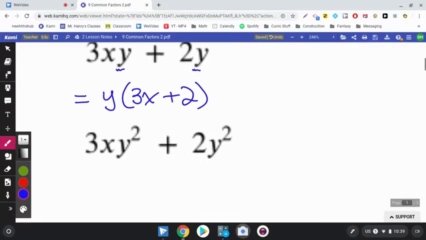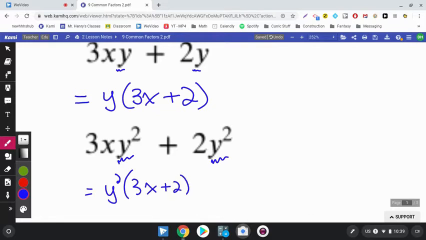Okay, let's go on to a similar one, 3xy squared plus 2y squared. Well, the y squared is my common factor. Both of these terms have a y squared. It doesn't really matter what that common piece is. As long as it's in this term and this term, I can factor it out. So I'd factor out the y squared, and I get left with 3x plus 2. Okay, good. Let's keep going.